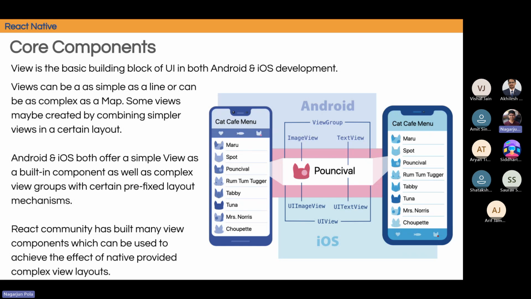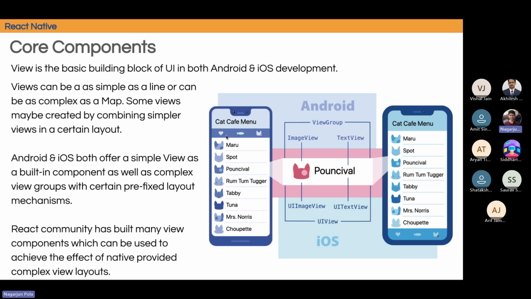And a view can have other child views within it, so that view becomes a complex view and it incorporates certain layout mechanism. So Android and iOS both offer view as a built-in component. Here you see, in iOS, it is called UI view. In Android, it is called view group. So view group is, as the name indicates, a group of views. Like, you can include a text view, you can include an image view within a view group. In iOS, a UI view is similar to a view group. And so Android and iOS both have certain complex layout groups, view groups, which come with prefixed layout mechanisms.